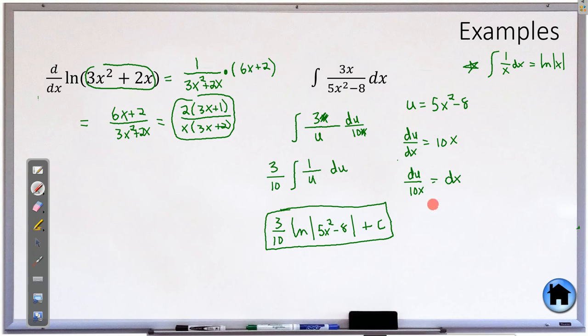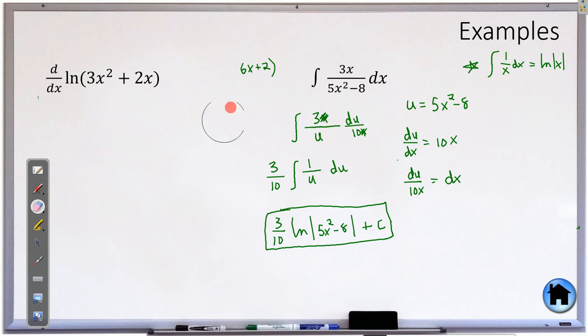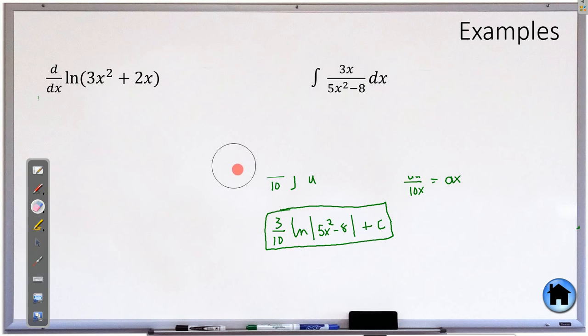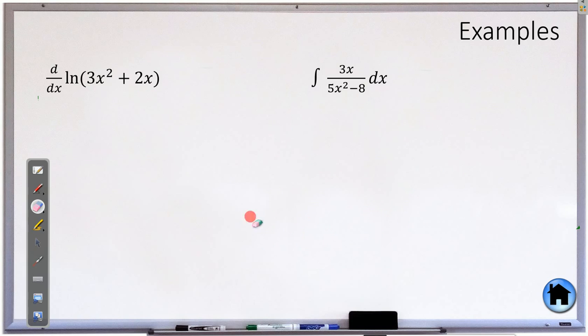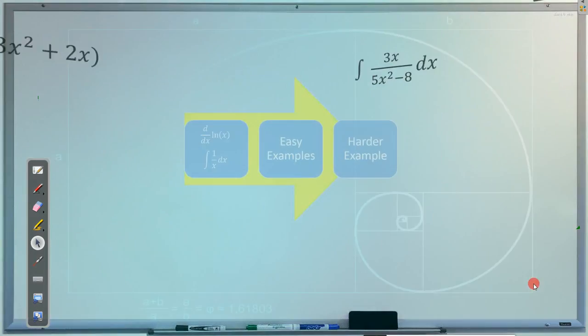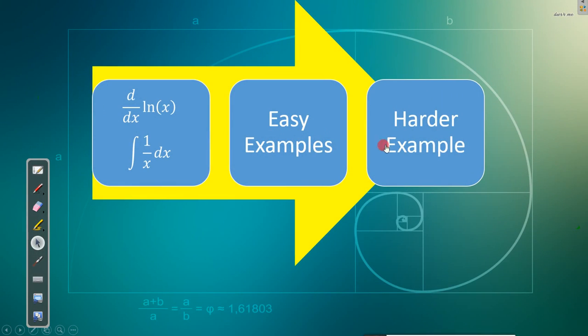So sometimes you won't see this rule happen until after you do a u substitution. Oftentimes that's what happens, not to make it too easy on you. All right, those are pretty straightforward. Let's do one that's a little bit harder. So we got our easy example out of the way. Let's try a harder one.